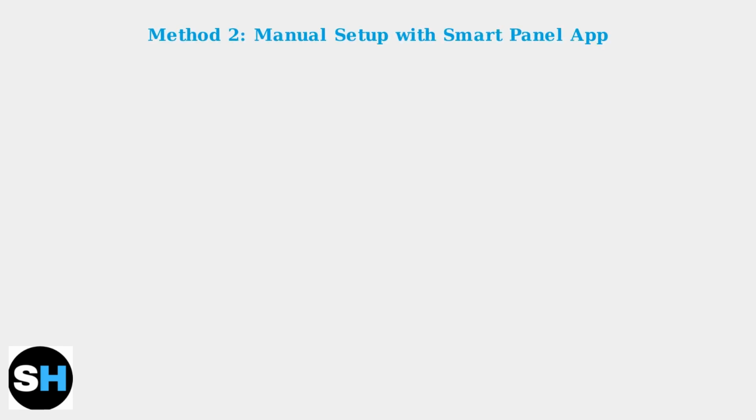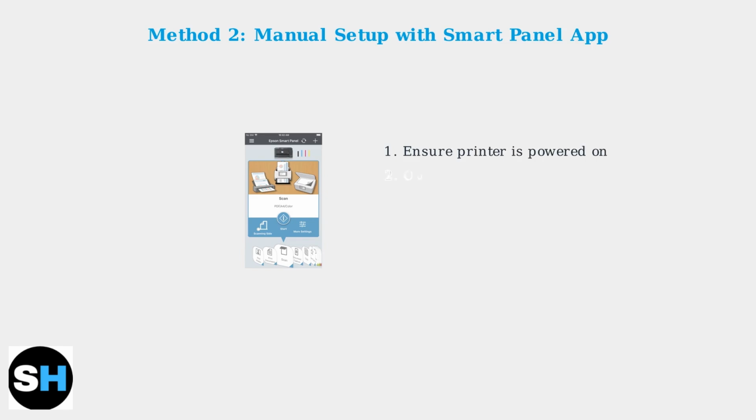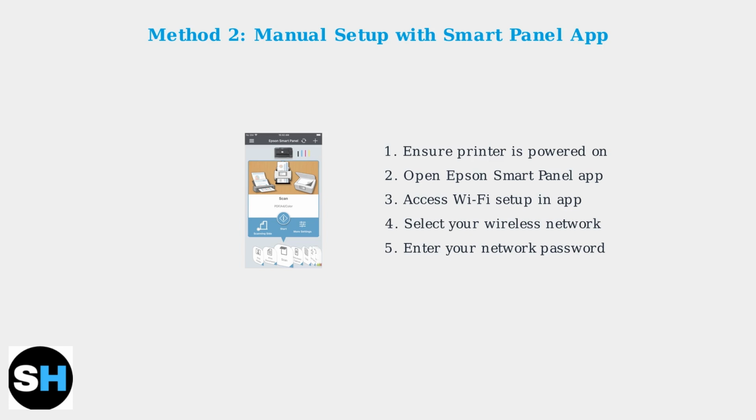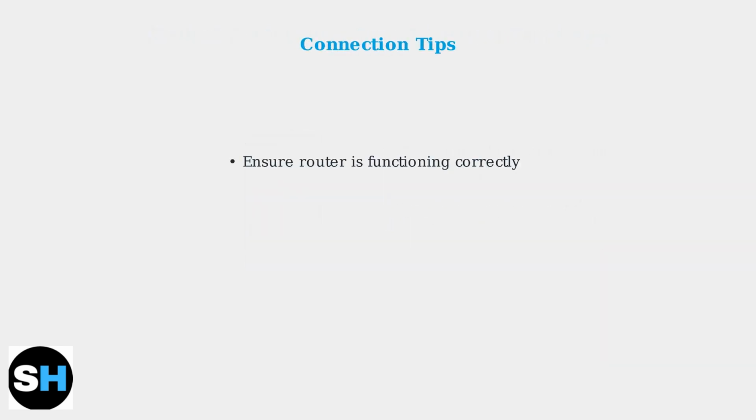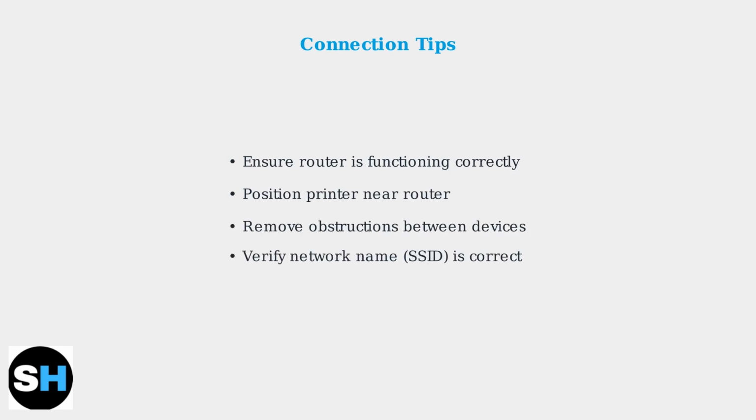If your router doesn't support WPS, you can use the Epson Smart Panel app for manual setup. This app is available for both iOS and Android devices. For the best connection experience, make sure your wireless router is functioning properly and position your printer close to the router without obstructions for a stable connection.